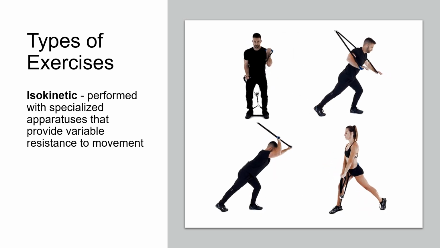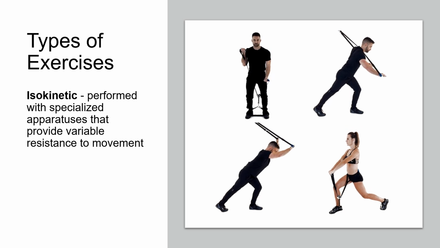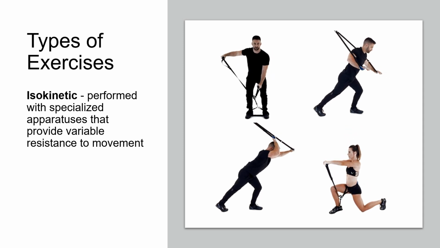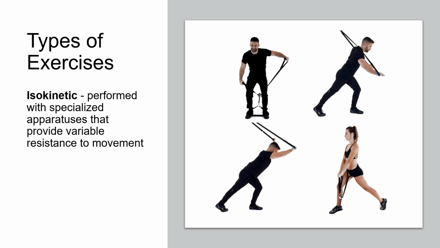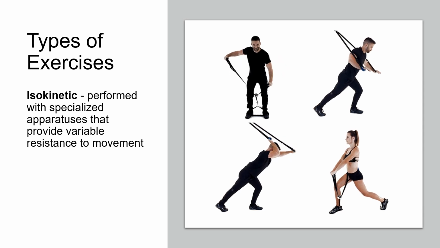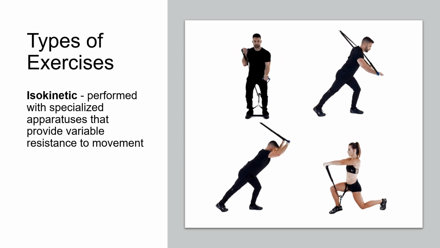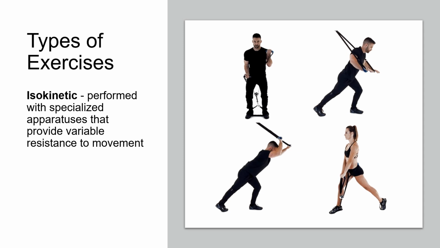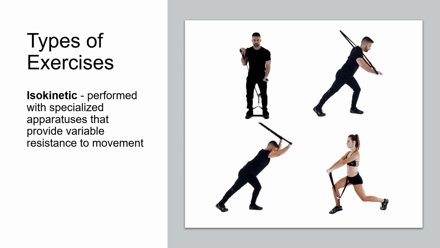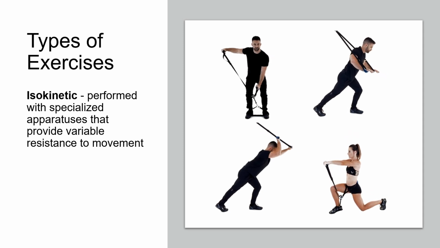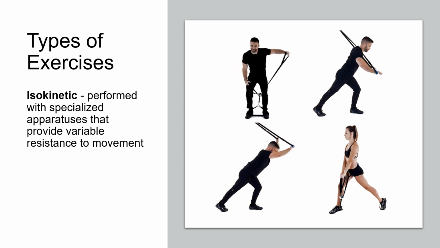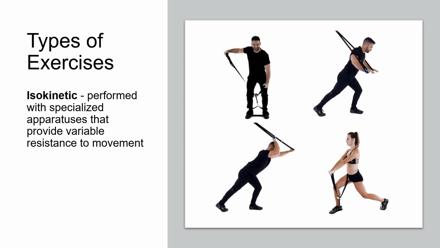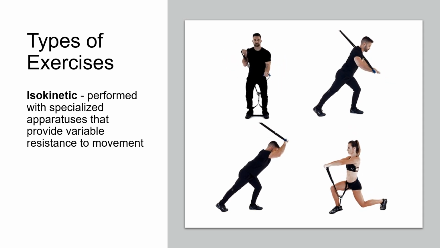Isokinetic exercises are performed with specialized apparatuses that provide variable resistance to movement. So these types of exercises combine the best features of both isometrics and weight training by providing that resistance at a constant speed while the muscle moves through the full range of motion. So there's all types of machines that can do this. Also, as you see in this slide, different apparatuses that are available.